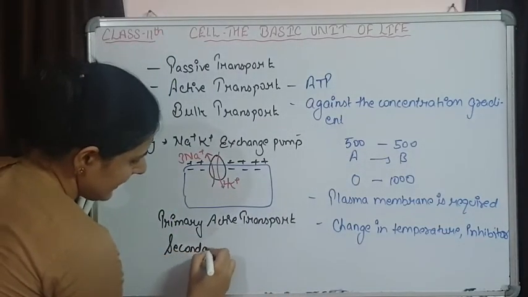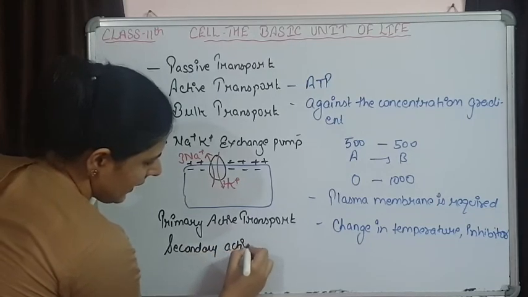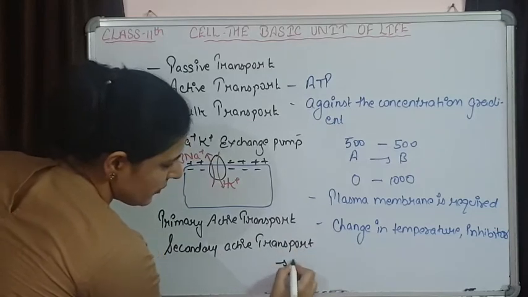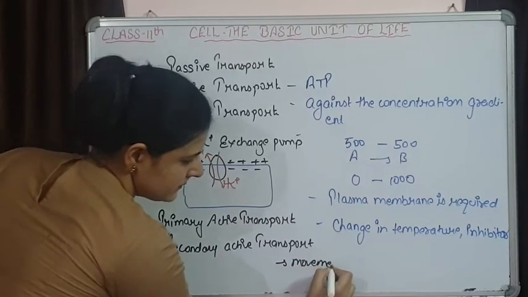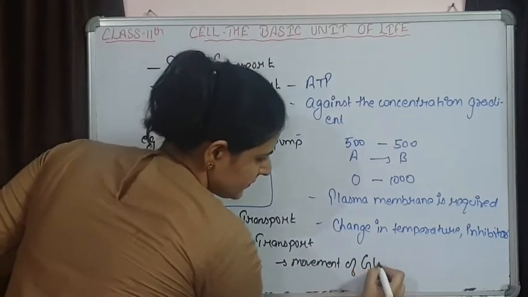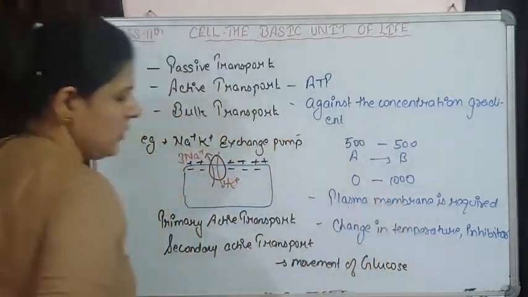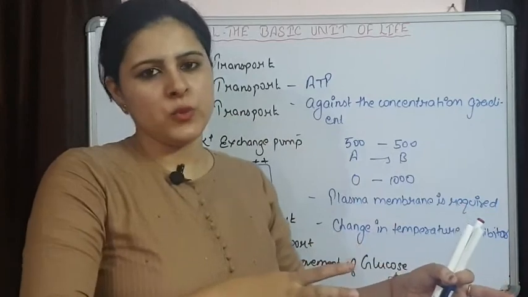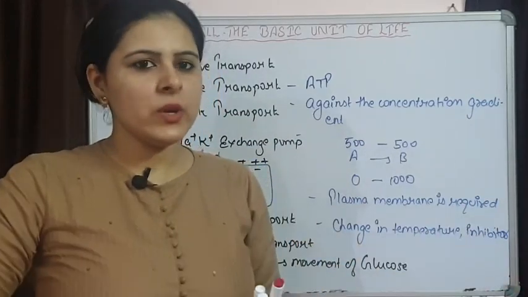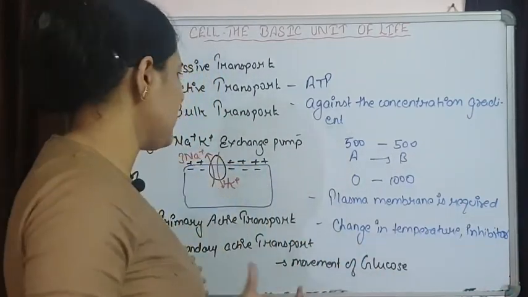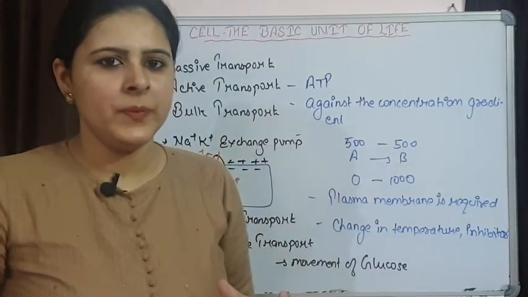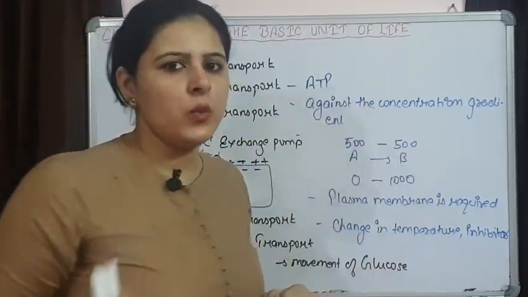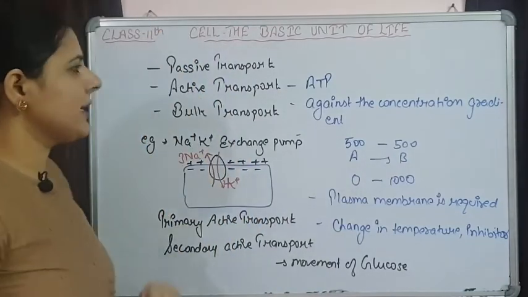So that is secondary active transport, that is movement of glucose. So secondary active transport can only be possible if primary active transport is taking place. If primary active transport is not happening, then secondary active transport will also not happen. So these are going to be moving one by one. Now this is active transport.